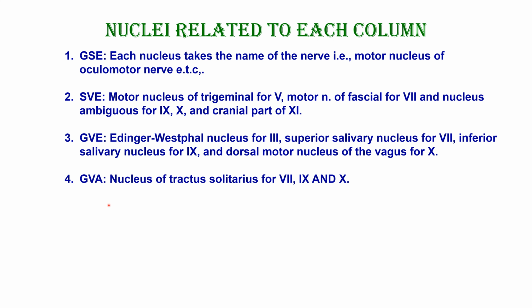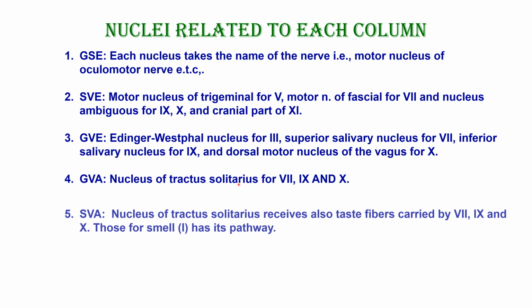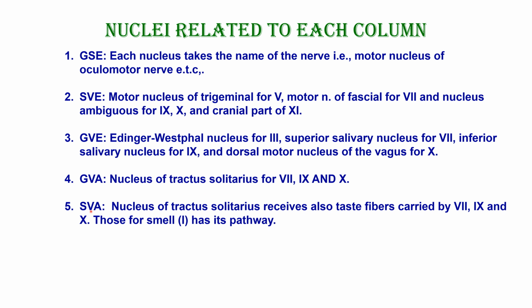When it comes to the sensory, for the general visceral afferent, the 3 of them will go to the nucleus of tractus solitarius, that is the interoceptives. For the special visceral afferent, the nucleus of tractus solitarius will receive also the facial, glossopharyngeal, and vagus, but the smell will have its own pathway.